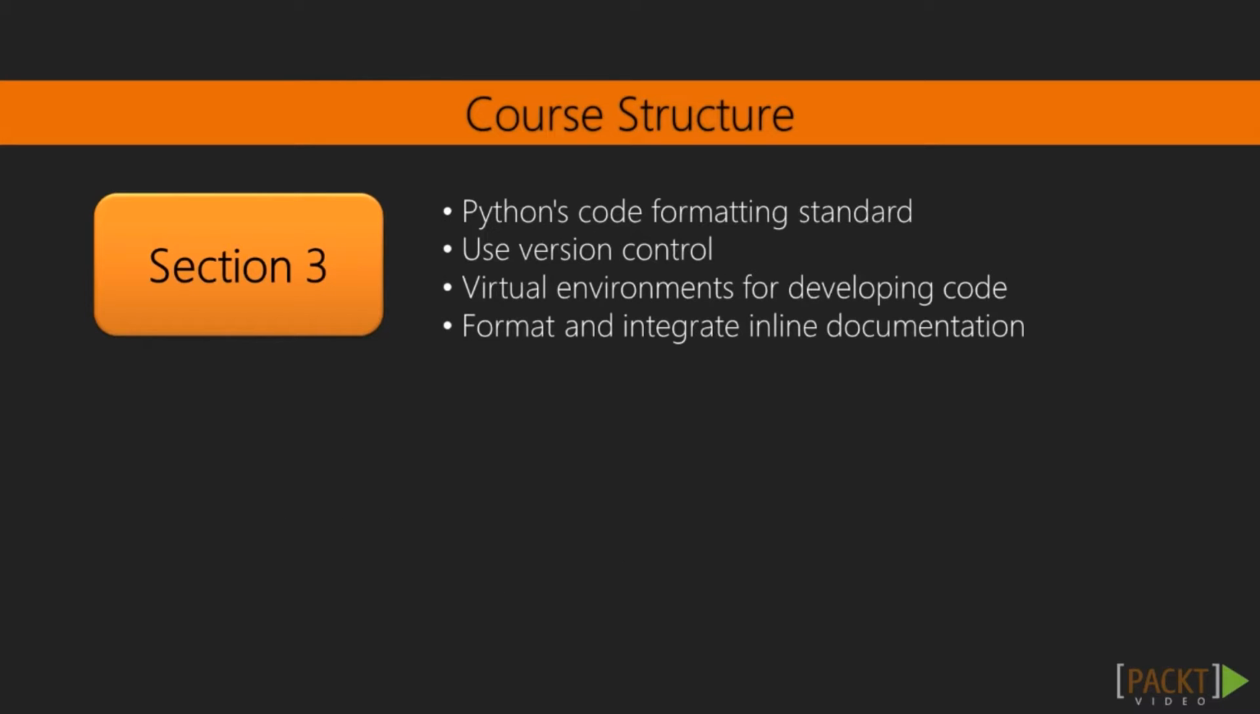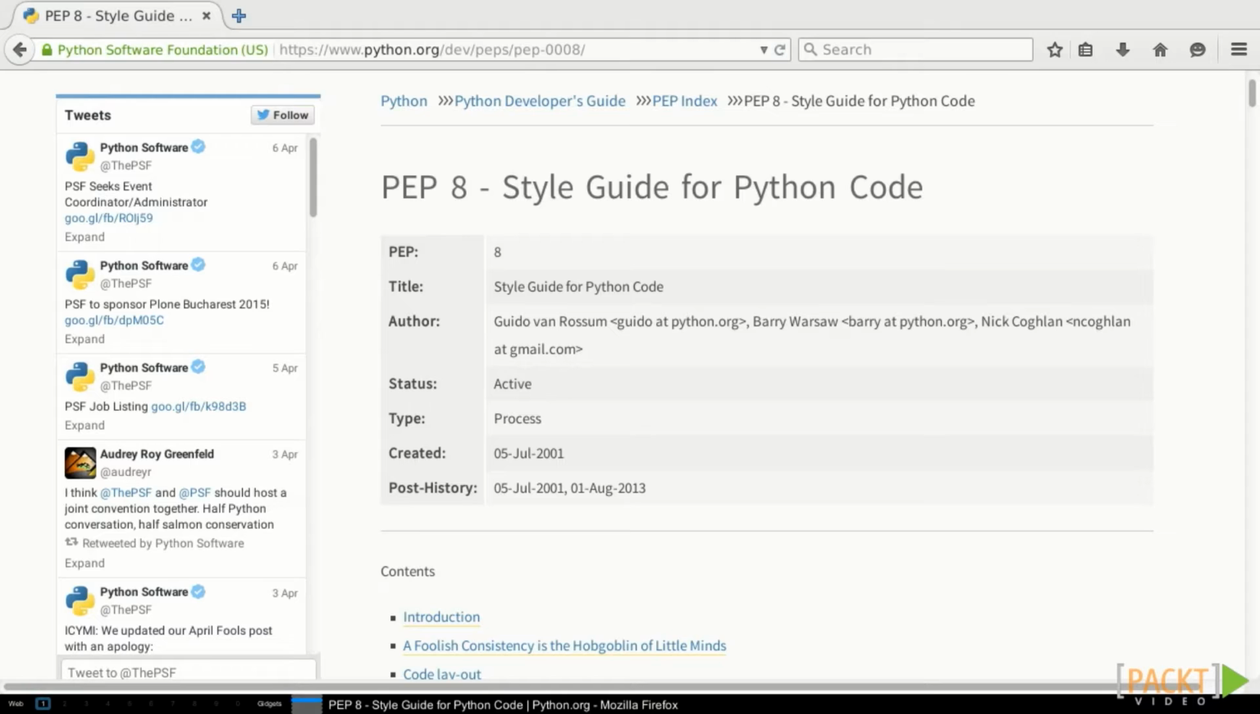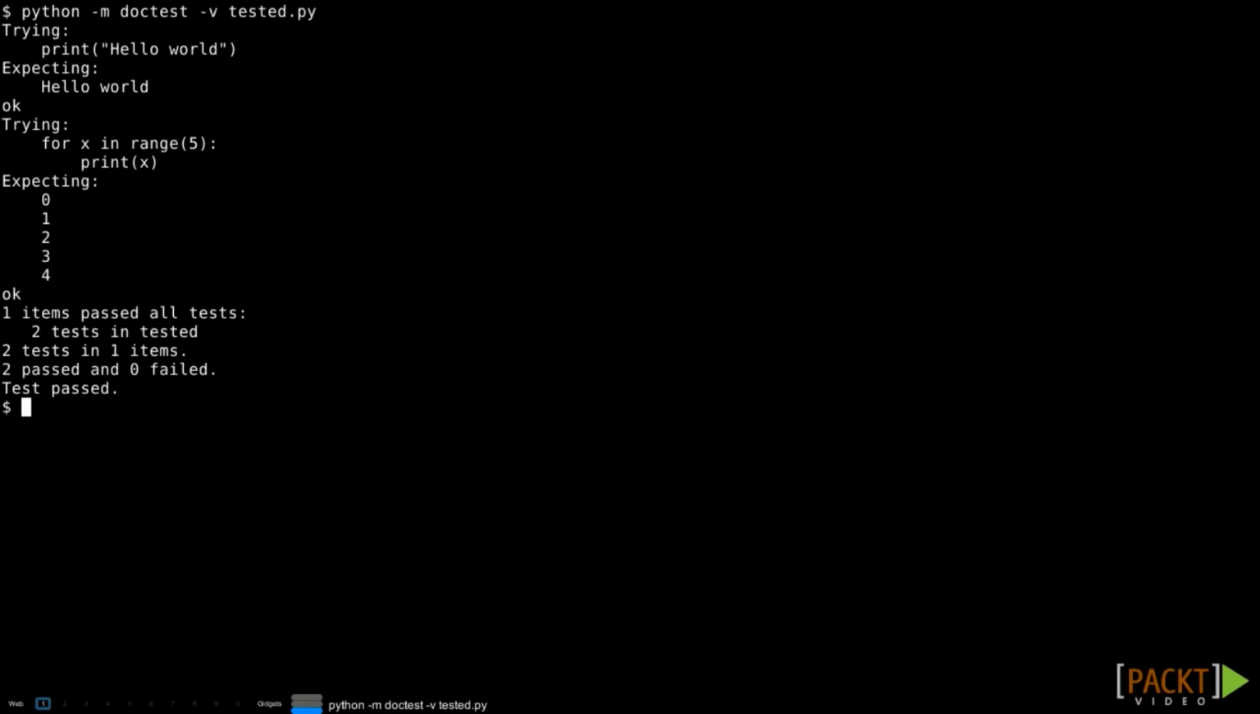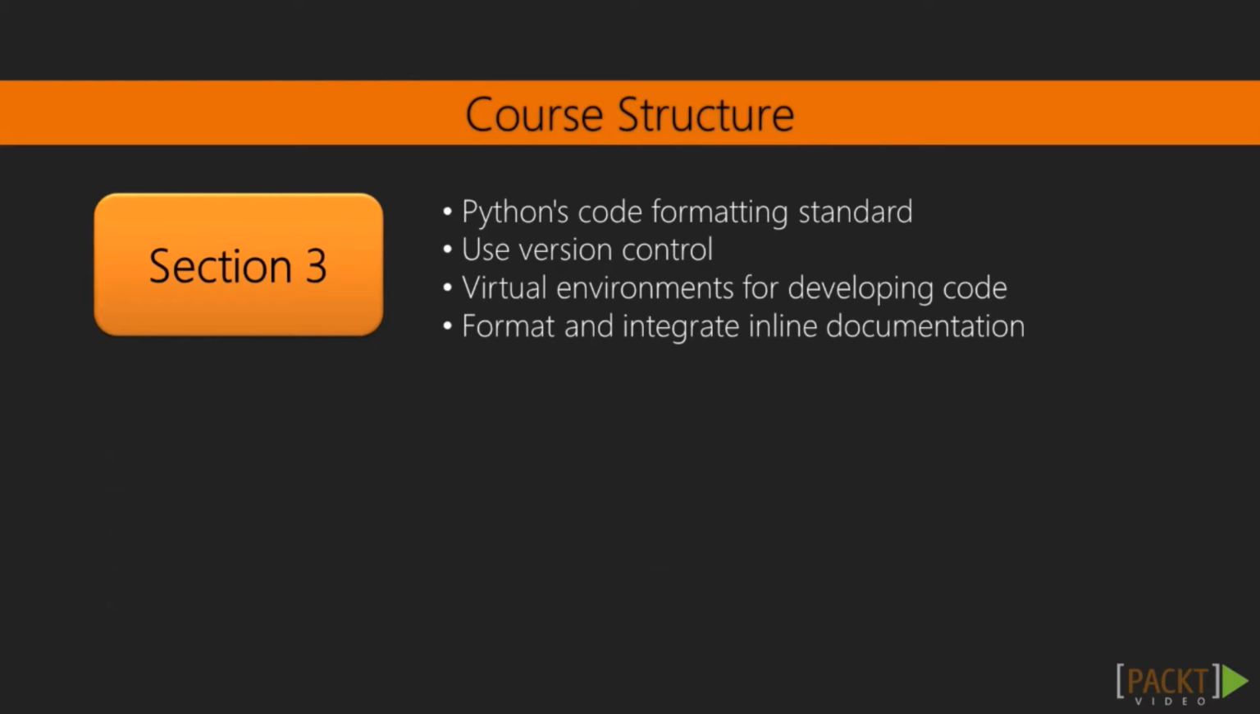In section 3, we'll talk about best practices for Python programmers. These are things that you don't have to do, but the weight of experience says that they're good ideas. Here, we'll talk about Python's widely accepted code formatting standard, we'll see about using version control, virtual environments for developing code, and how to format inline documentation and integrate that documentation with testing.